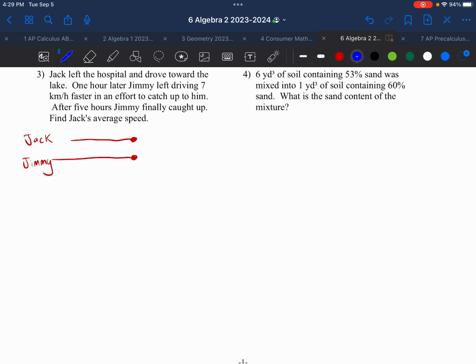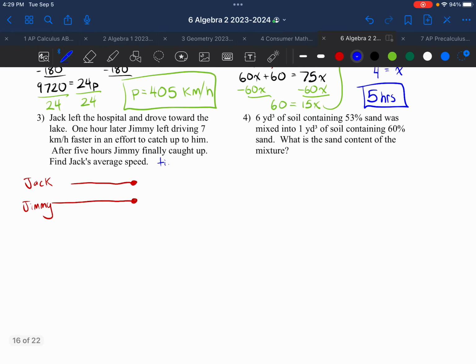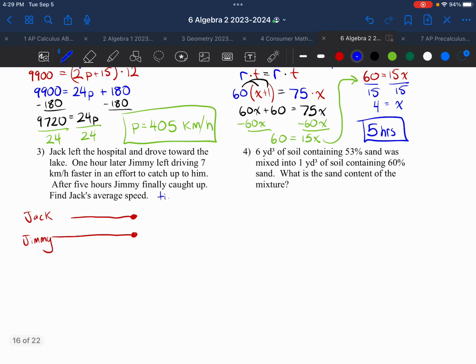So let's talk about the times here. What color have I been using for time? Time has been red. So I'm going to come back here and change this to red. So for time, Jack has been going for X hours, and Jimmy has been going a little bit longer. No, sorry, that's backwards, isn't it? I just said it backwards. If Jimmy's been going for X hours, remember Jack got a head start, so he's actually been driving a lot longer. That's going to be X plus 1. I'm just making sure this makes sense. 1 hour later, Jimmy left. So that means Jack's been driving longer. Or you can say that this is X and this is X minus 1. Both, they're going to be the same thing.